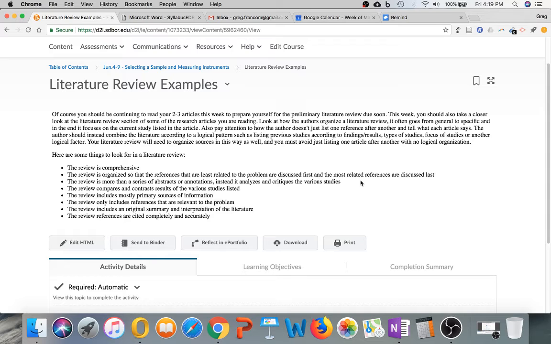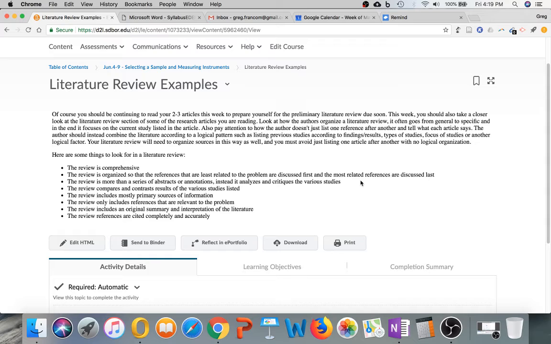The review compares and contrasts results of the various studies listed. So it might say something like, there are studies that have found that going to bed early helps academic achievement quite a bit, but other studies have mixed results. They might say that sometimes it works, sometimes it doesn't. So you're comparing and contrasting the different results of the various studies listed.